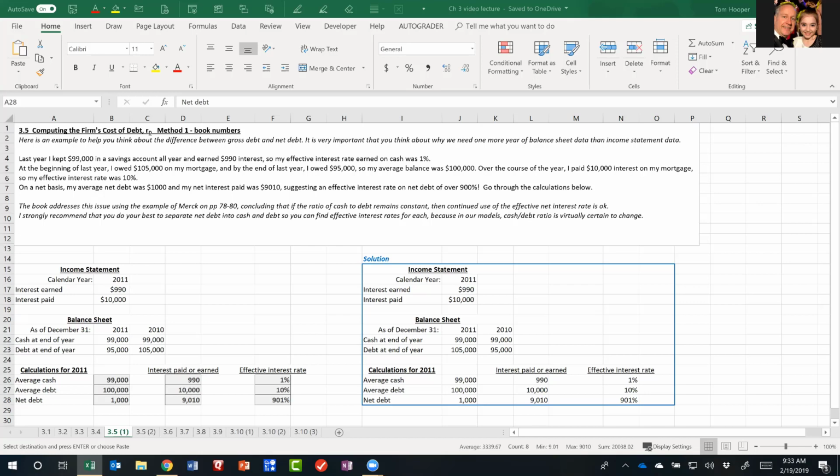Yeah, so your point is a good one, Taylor. We want to average really anything on the balance sheet. We want to take the average of the beginning of the year and the end of the year, because that kind of represents the most accurate number across that year.